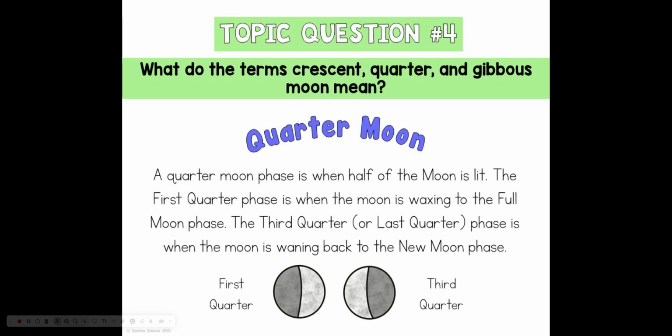Sometimes you will also hear people saying it's a half moon. You know exactly what type of half moon it is. If the light is on the right, it's first quarter. If the light is on the left, it's third quarter or last quarter.